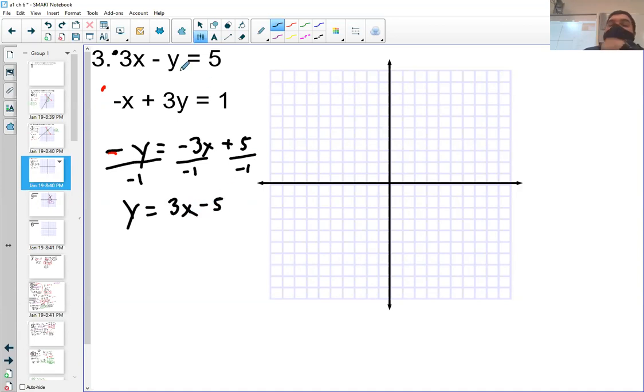Do not forget. And purposely, I left this here. You guys have to remember this. When you have a negative 1 in front of it, you have to get it by itself. Mr. Tobel, the 3x isn't negative. How'd you make it negative and then make it positive again?